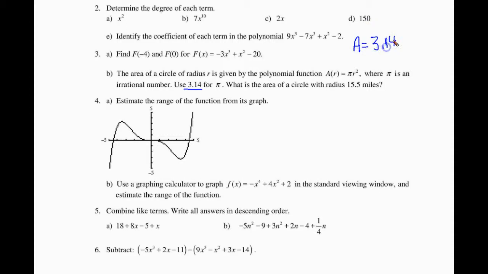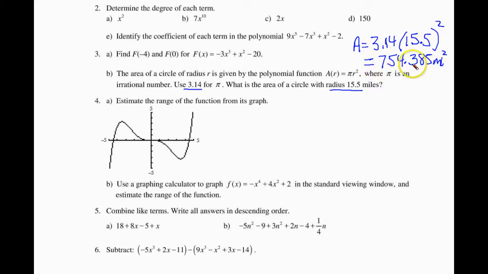Area equals 3.14 times 1.15.5. Now here's where it's critical. What do we do with the radius here? We have to square it. So I'm going to put that in my calculator. And I get, after I square this, remember you have to do that first. Then you times it by this, and you get this.